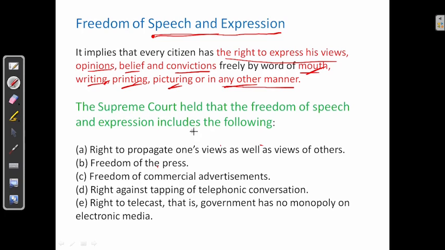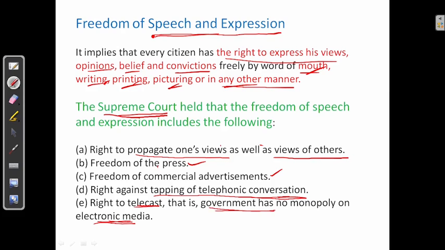The Supreme Court held that freedom of speech and expression includes the following. What are they? Right to propagate one's views as well as the views of others. Next, freedom of press, freedom of commercial advertisements, right against tapping of telephonic conversation, right to telecast. That is, the government has no monopoly on electronic media.